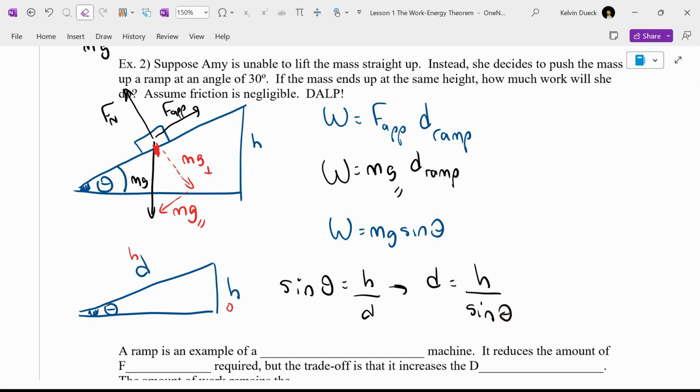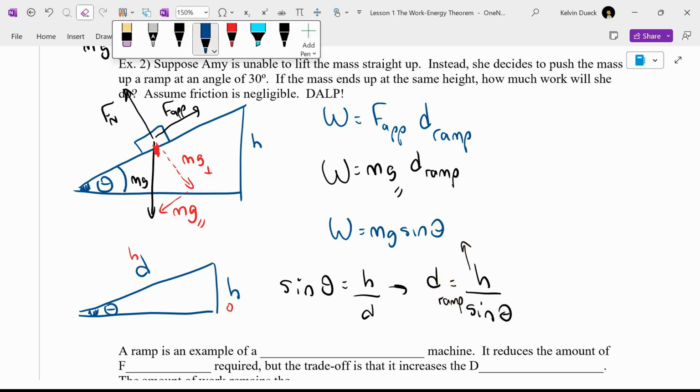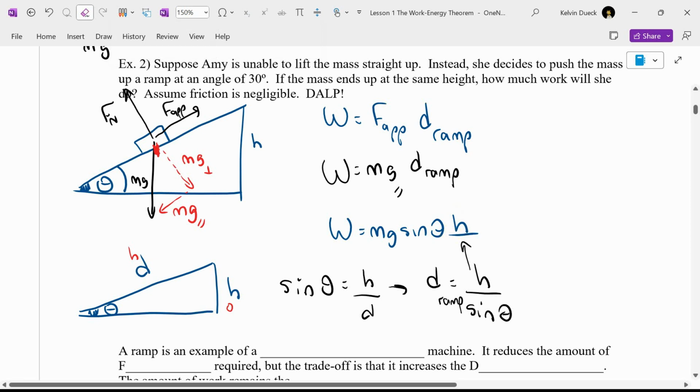Jesse, you okay with that? This is d ramp. I'm going to stick that right there. I'm going to get h over sine theta. Presley, do you see it? What happens to the sine thetas?